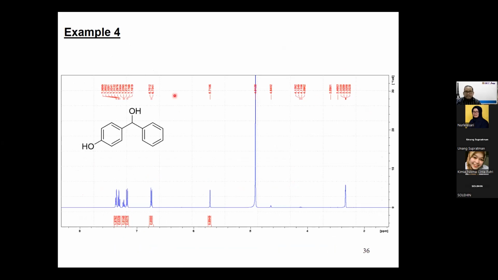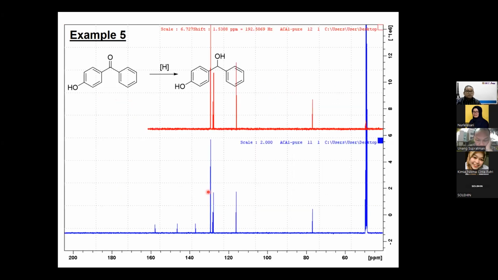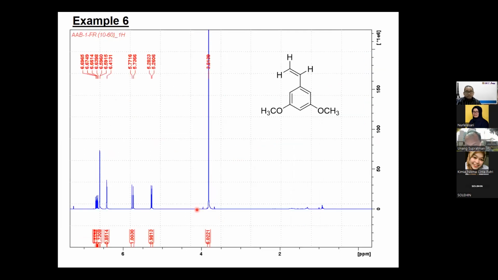Okay, this is example number 4. We want to do a reduction for this example. We can see that this OH peak is represented in these regions. Same goes for the carbons. Usually the carbonyl group is around 200 ppm. There are no signals appearing at 200 ppm anymore after we run the carbon NMR, so it means it is a 100% transformation.